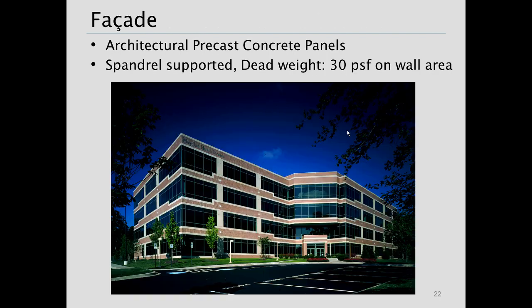The facade, basically, let's assume we've got architectural precast concrete panels, spandrel supported. Dead weight of those panels, 30 pounds per square foot on the wall area. So something like you see here in the photo, essentially a ribbon window system and the precast wall panels in there as well.